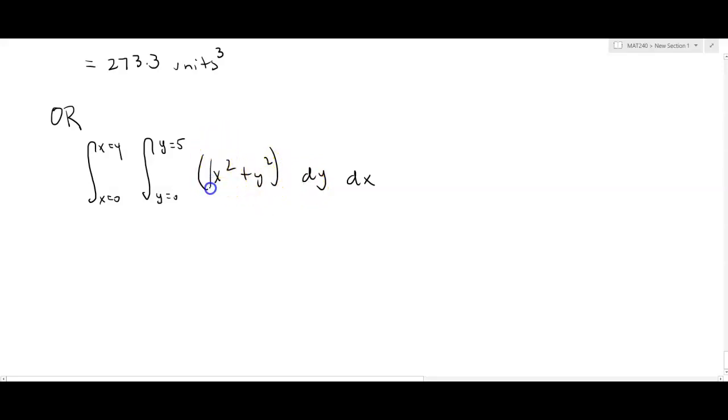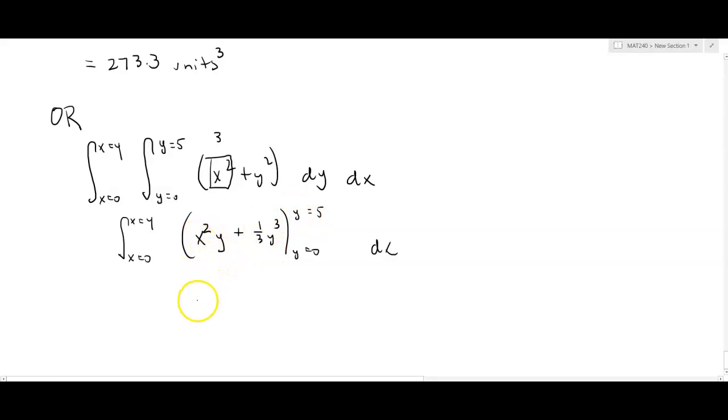So if x is being treated as a constant, I'm going to think about that just like I would 3. What's the integral of 3 dy? Oh, well, it's 3y. What's the integral of x squared dy? It's going to be x squared y. The integral of y squared is 1/3 of y cubed, and now we need to evaluate that at y equals 0 and y equals 5, leaving x unchanged, because the outer integral will take care of x for us. And I'm not even going to worry about plugging in 0 because I know that that whole thing is going to come out to 0.